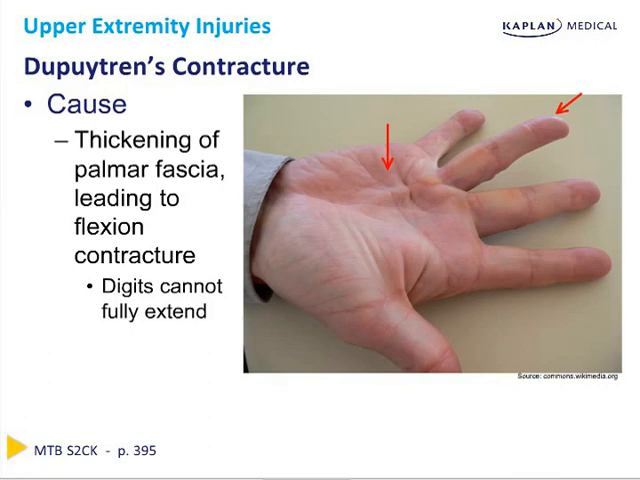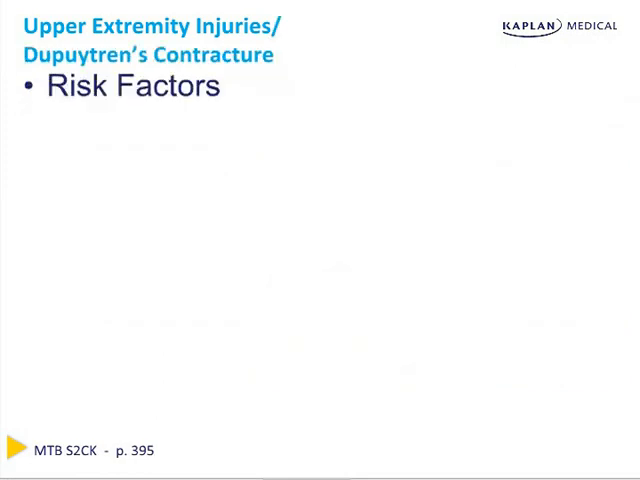Note that it is not the flexor tendon itself that is involved here, but rather an abnormality of the palmar fascia that causes the flexion contracture. While the pathophysiology of Dupuytren's contracture is poorly understood, there are several risk factors that predispose to this condition.